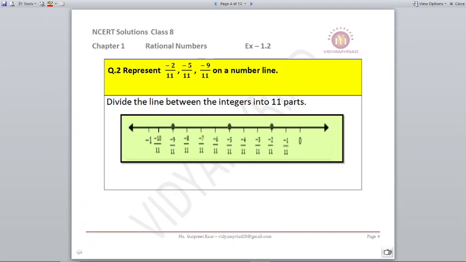Represent minus 2 upon 11, minus 5 upon 11, minus 9 upon 11 on a number line. So what does it mean? How many parts do we have to divide it into? We need to divide the number line into 11 equal parts between 0 and minus 1, by way of minus 1 upon 11, minus 2 upon 11, minus 3, so on till minus 10 upon 11, and the last will be minus 11 upon 11, which will be written as minus 1. So from this we can count and mark minus 2 upon 11, minus 5 upon 11, and minus 9 upon 11.